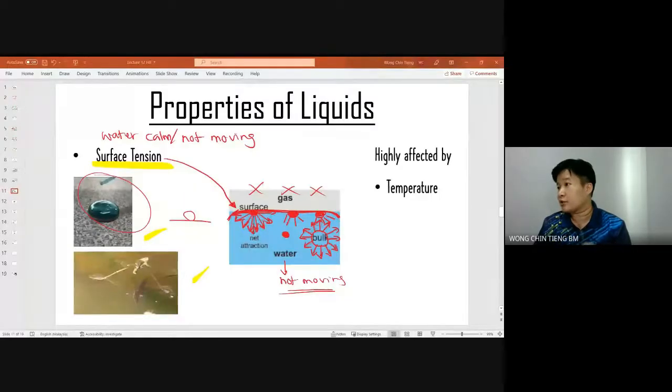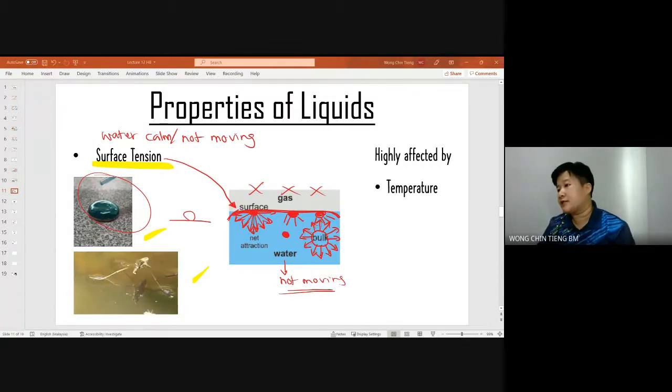So ingat, syarat untuk surface tension yang saya nak ingatkan kat sini is for the surface tension to happen, your water must be extremely calm. Alright? Water tak boleh bergerak. Particles in the water molecule tak boleh bergerak. Once the water is not calm, the water is moving, then the surface tension is gone. Okay? Boleh? Alright? Ingat yang tu, dia ada syarat-syarat dia.